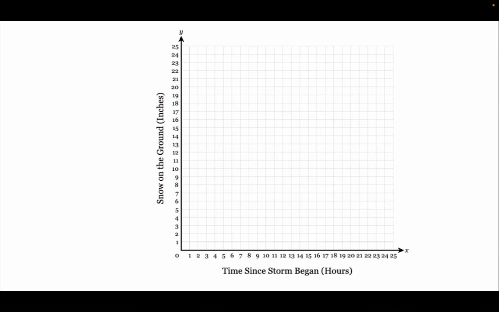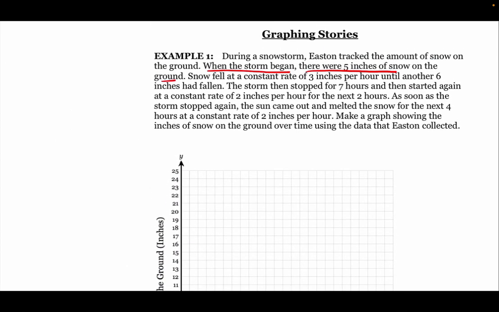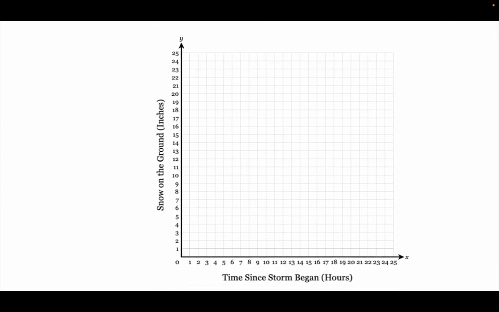Okay, so at the beginning, they said at the beginning. What hour represents the beginning? 0, right? The storm hasn't started yet. It's right when it starts. That's 0, right? So at 0 hours, how high is the snow? 5 inches. That's going to be our first dot. 0 hours, 5 inches. So we're going to make a dot right there. That's the start of the storm. Okay. All right, let's go to the next one.